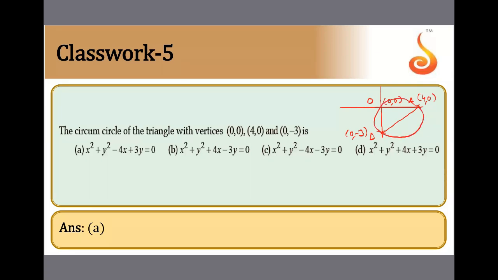Okay. Center will lie on the midpoint because it is a right angle triangle. It is a circumcircle, so the center will be the midpoint. What will be the center coordinates? 4 plus 0 by 2 comma minus 3 plus 0 by 2. We get center coordinates as 2 comma minus 3 by 2. Correct? Radius equal to 5 by 2. This is one way we can do. Center you know, radius you know.